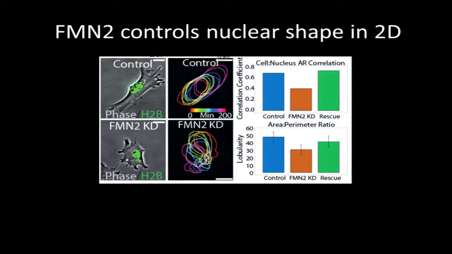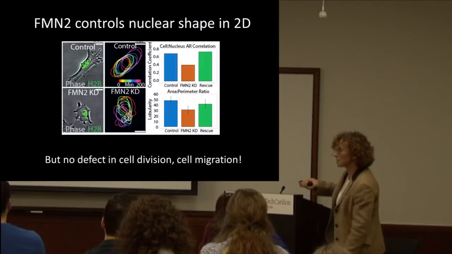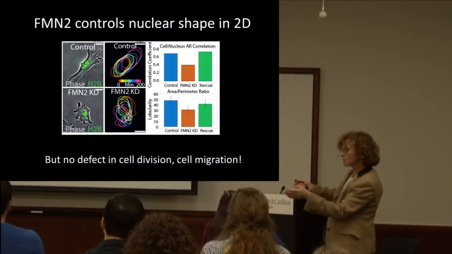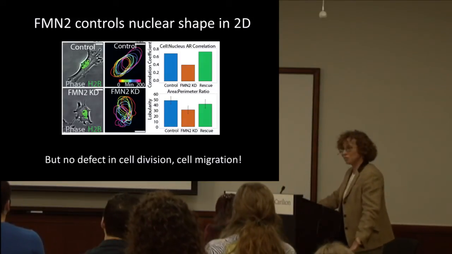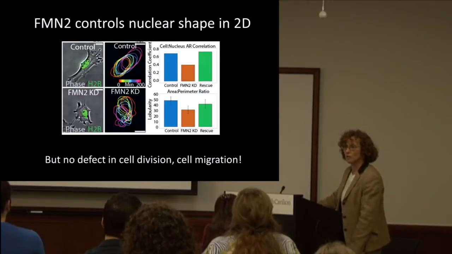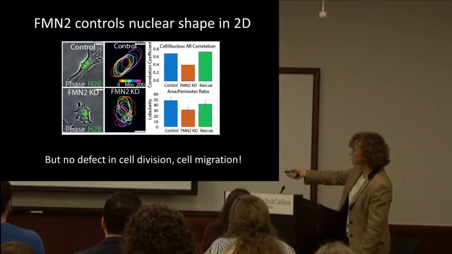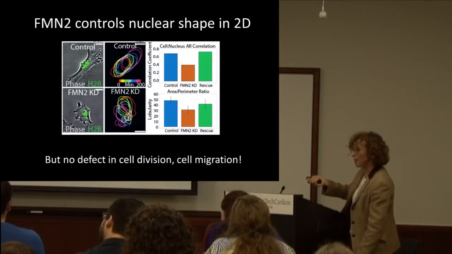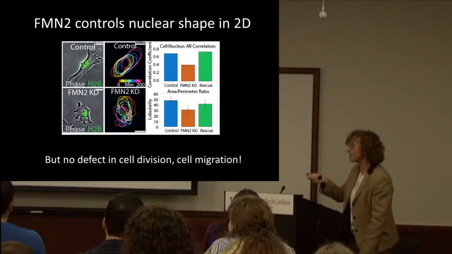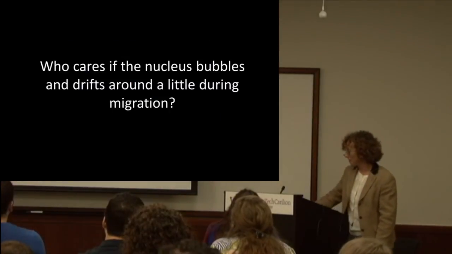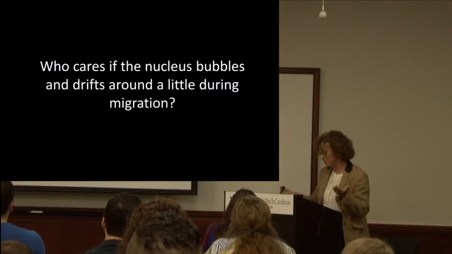The nucleus is bouncing around a little bit in the cell, but really the cells sort of migrated fine. They could migrate pretty well, no problem. Maybe a little polarity defect, but they migrated pretty well. They divide fine. So does this thing do nothing? We're sort of bummed out at this point. But I was freaked out by this. I'm like, that is messed up looking. These are primary fibroblasts, and this is a bulgy nucleus that looks like a cancer cell. I don't like that. Let's figure out what's going on, Colleen. I'm like, who cares if the nucleus bubbles and drifts around a little bit during migration? Is this protein just doing nothing?